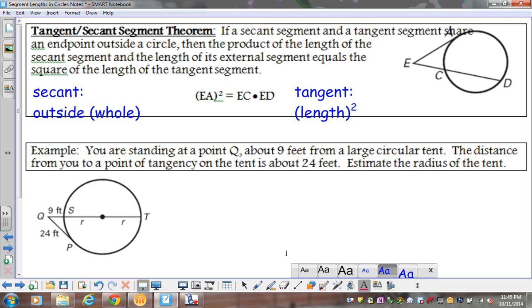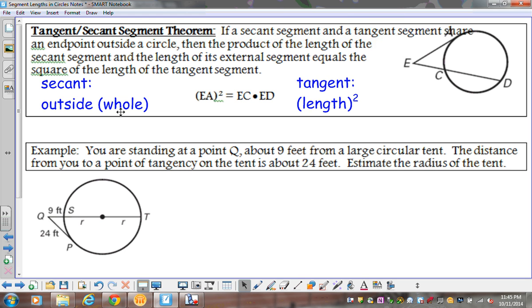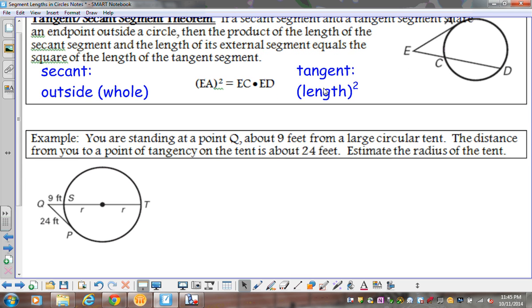and you're squaring it. All right, so again, we already know what the secant is. I'll keep that over there. All right, secant is just going to be outside times whole, and for my tangent, I'm going to take whatever that length is and square it. So that's what this is saying up here for the tangent secant theorem. Secant outside times whole, tangent, you square your length, and then chord, we're not going to see any more of those, except for what we were doing earlier, is piece times piece.